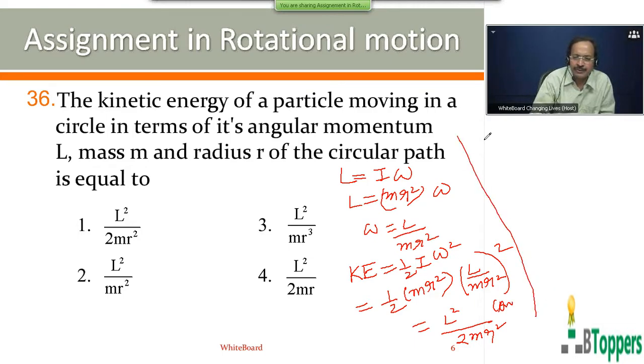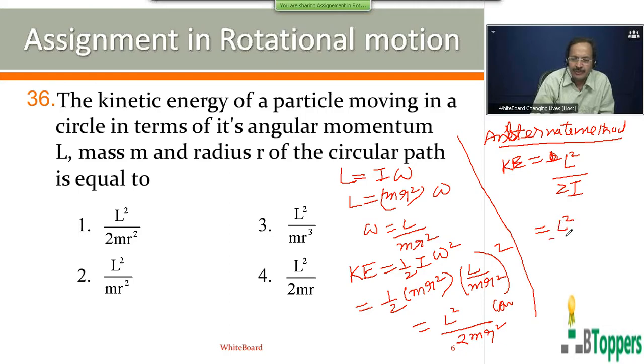Alternate method is, in case you are given this question in objective type, you can solve the question by the alternate method. Earlier I have discussed the relationship between angular momentum and kinetic energy for a rigid body in pure rotational motion. The kinetic energy of rotation in terms of its angular momentum and moment of inertia can be L square by 2I. If you remember this result, you can directly get the answer in one step.